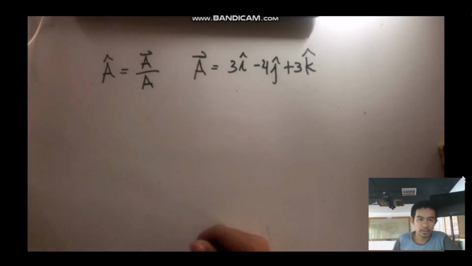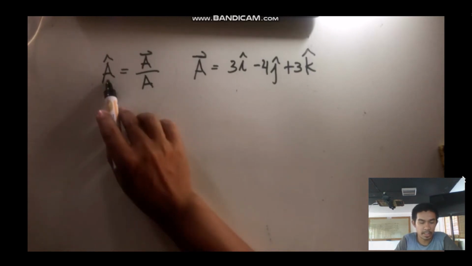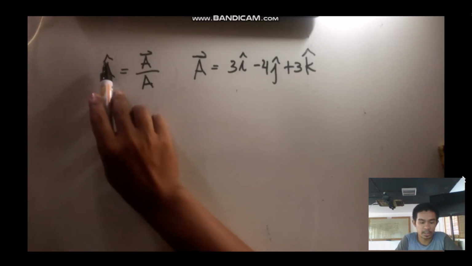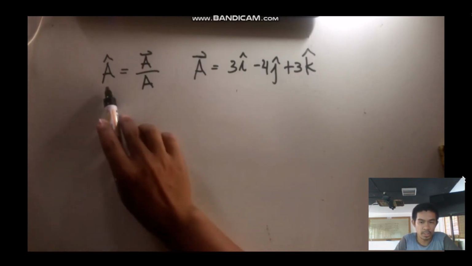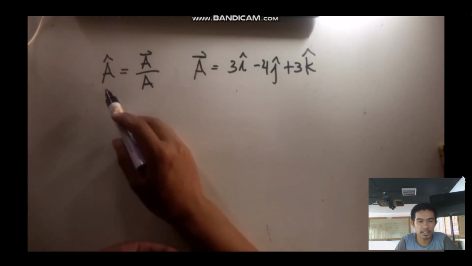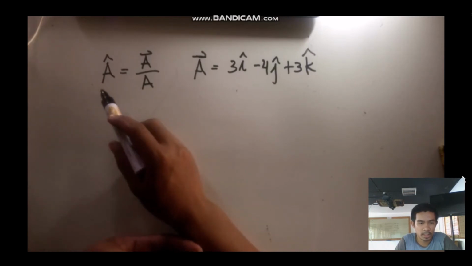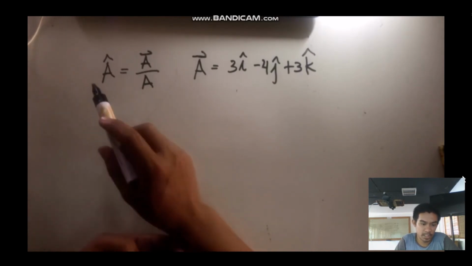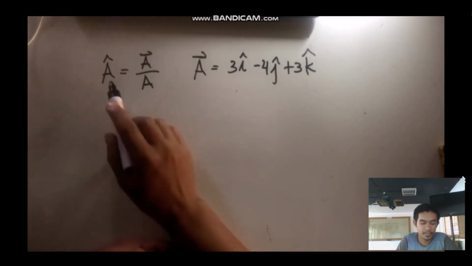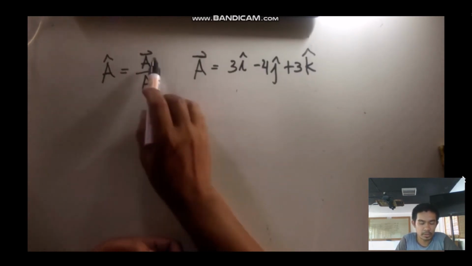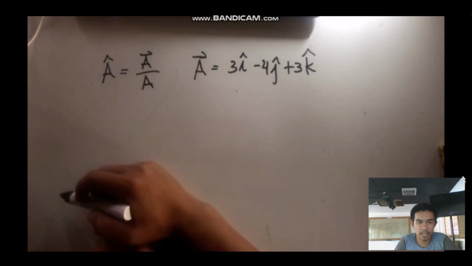So a unit vector has a magnitude equal to 1, and it is expressed by a letter with a caret, a symbol caret above it. We read this as A hat or unit vector A, and it is understood that it is the unit vector of vector A. This is equal to the vector itself over its magnitude.